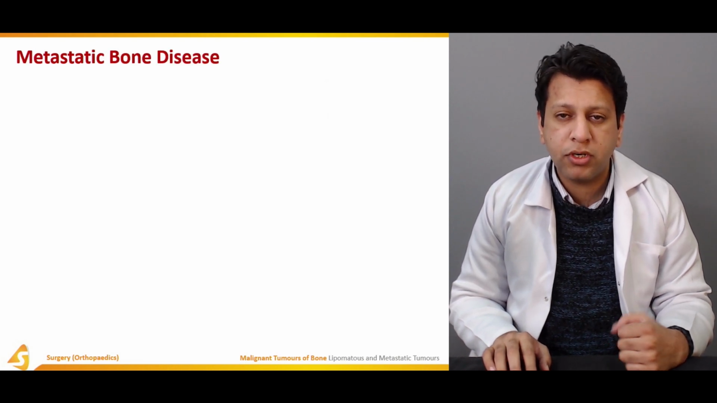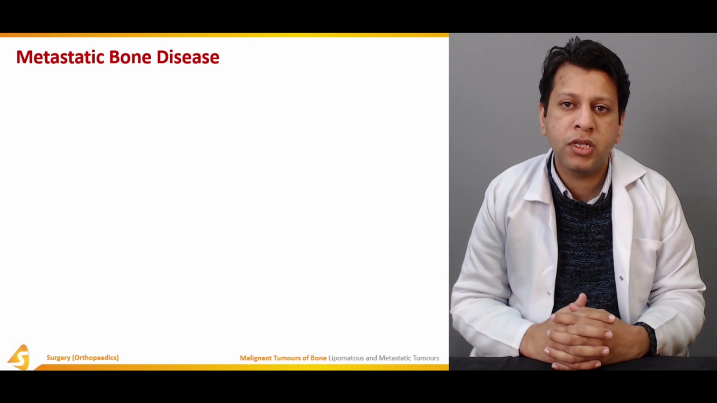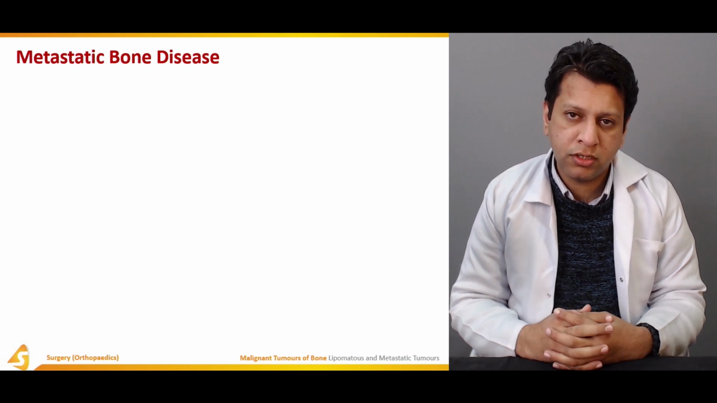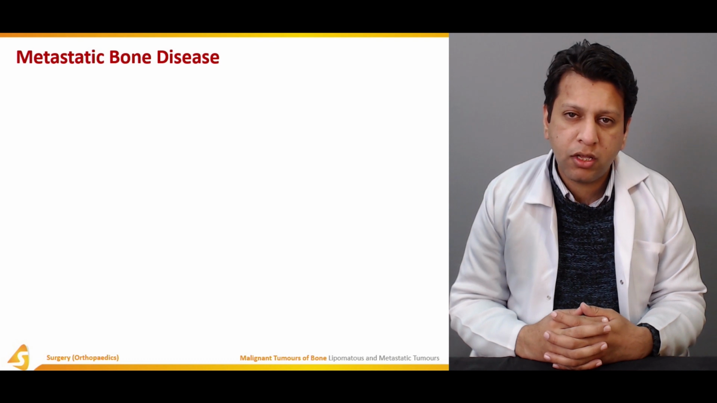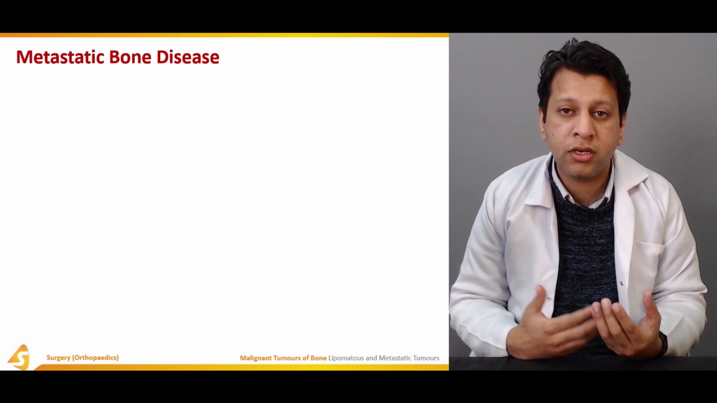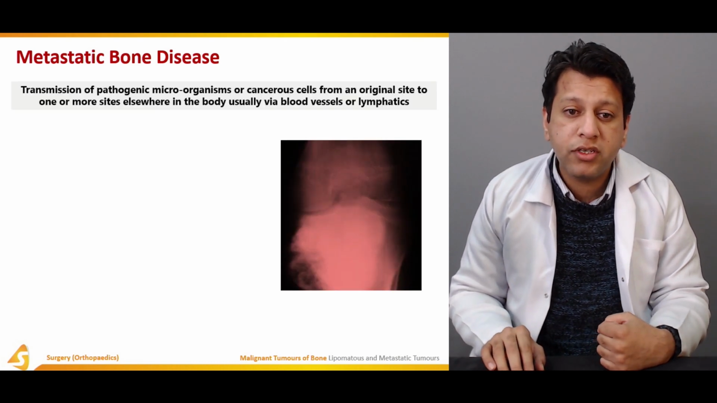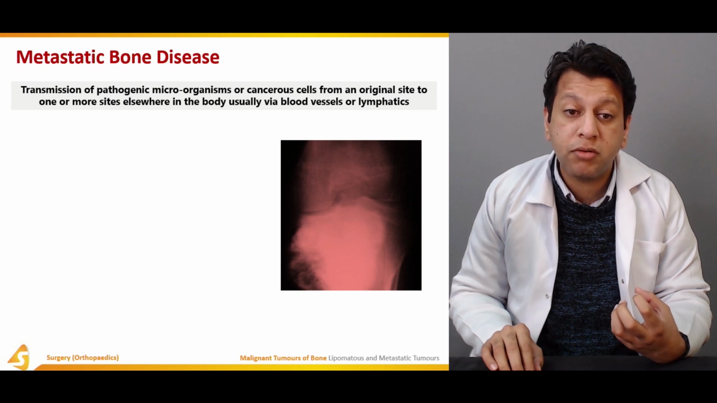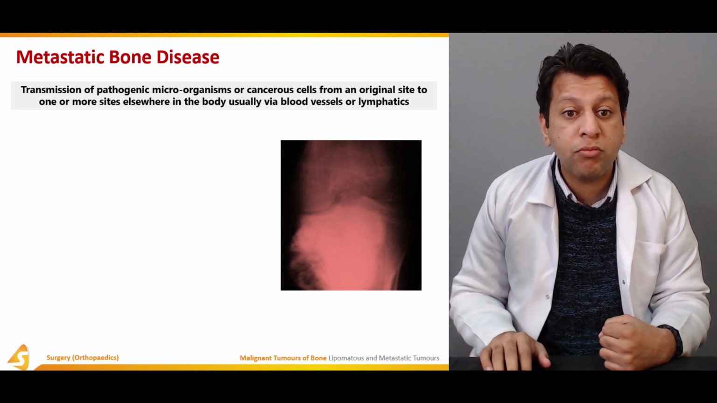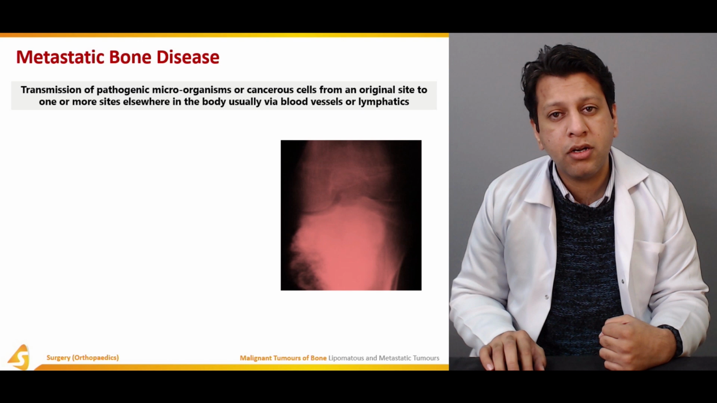Now coming to metastatic bone disease. Sometimes a patient comes to you, let's suppose a 40-50-year-old female, with a lytic lesion or a pathological fracture of the proximal femur or subtrochanteric region. Whether it is a primary bone tumor or metastatic disease has to be differentiated. How do we differentiate? Metastatic disease is the transmission of cancer cells from the original site to one or more sites elsewhere in the body, usually via blood vessels or lymphatics. The most common route is hematogenous spread.